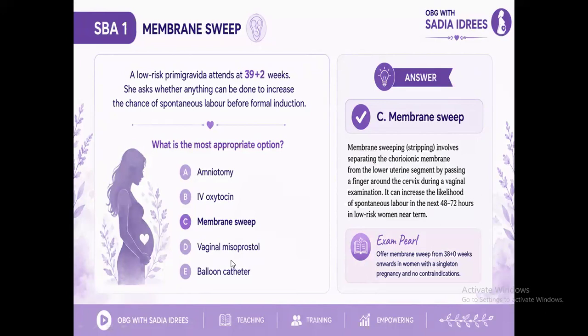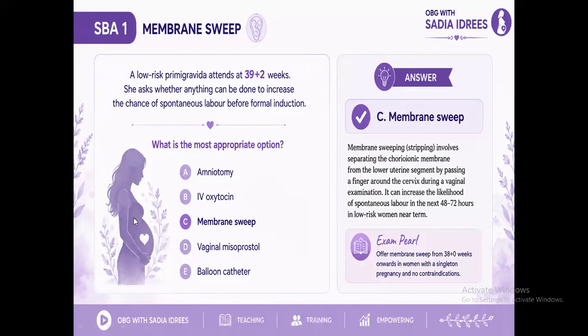So remember this very simple exam line: near term before formal induction, think membrane sweep, and counsel her that membrane sweeping may cause discomfort, it may cause pain, and it may cause some vaginal bleeding. One more little trap: if labor does not start after the first sweep, additional membrane sweeping may be discussed. So the answer is option C, membrane sweep.